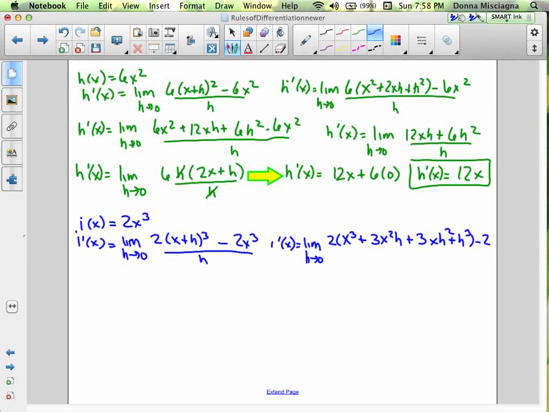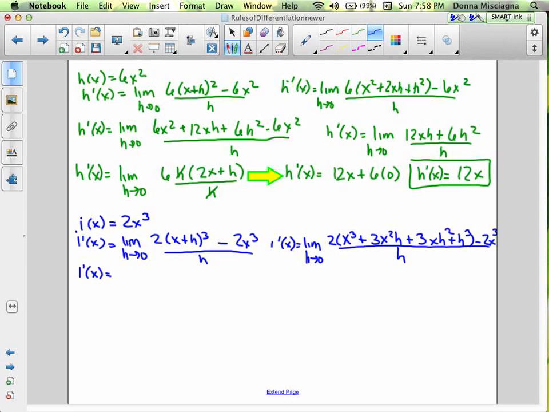2x cubed. My shadow keeps blocking me. I feel like I'm a boxer. You know, I gotta go this way, go that way. Bob and weave. That's what I was trying to say. Gotta bob and weave so I can see beyond my shadow.